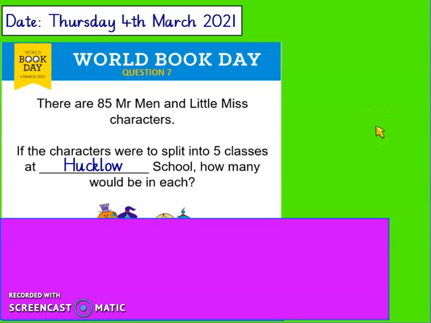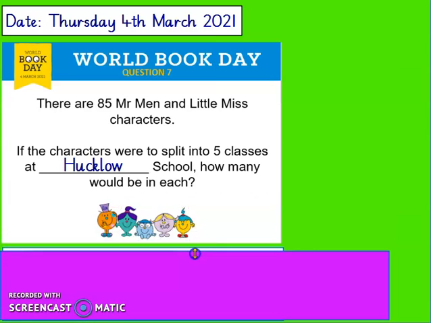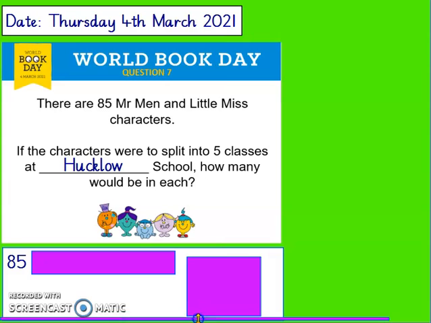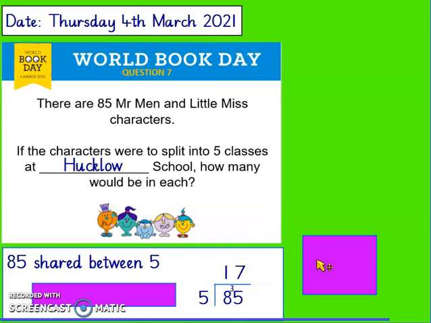85 Mr. Men and Little Miss, and they're split into 5 classes at Hucklow. How many would be in each? So they're split into 5 classes, so we're sharing the Mr. Men and the Little Miss. So when we're sharing something, it becomes a division question. So we need to do 85 divided by 5. What answer do you get? You should get 17. So there are 17 in each class.